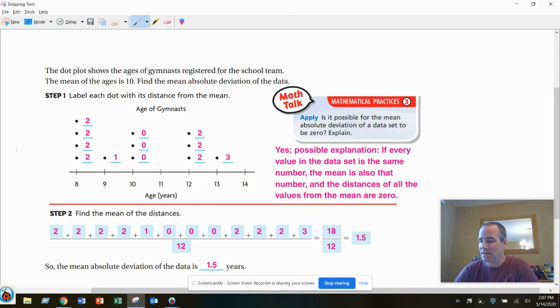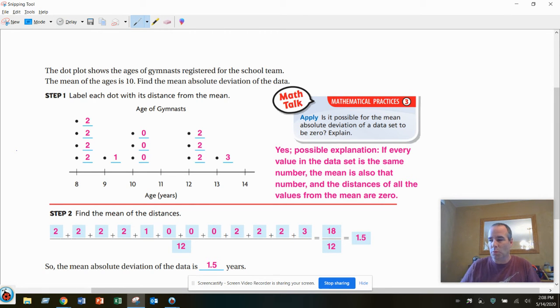What is that even saying to us? That's the real question. What does it even mean? What it means is that all of the data points, in this case all of the kids, their ages are all within a 1.5 year range of the mean. That is the mean absolute deviation. It's something that's used to figure out how to group people together, how to group information together.